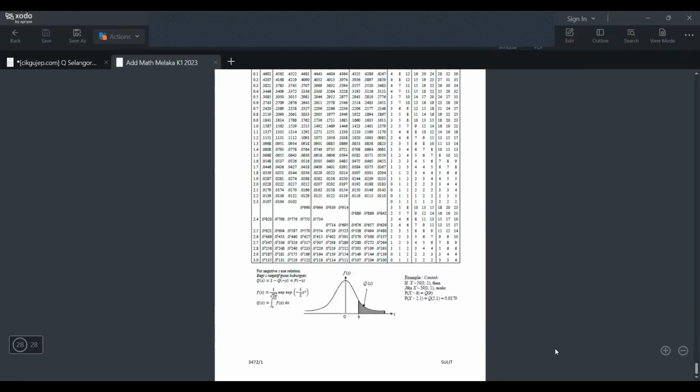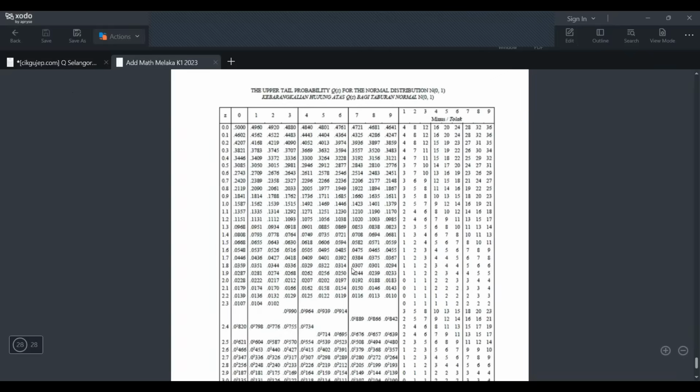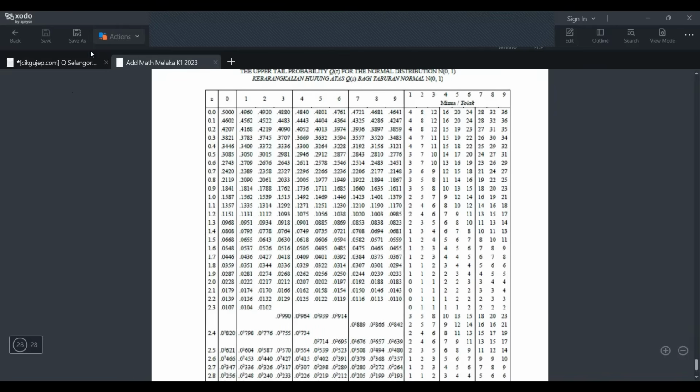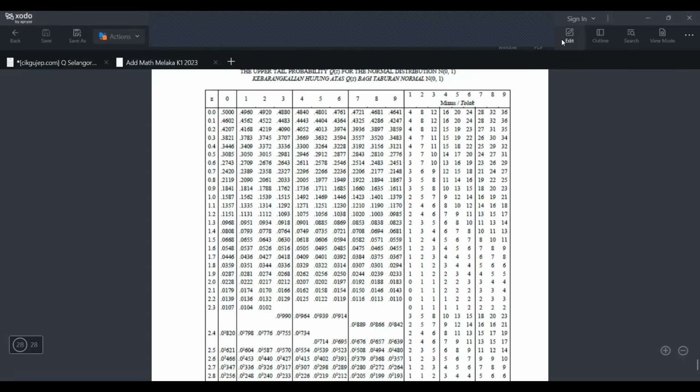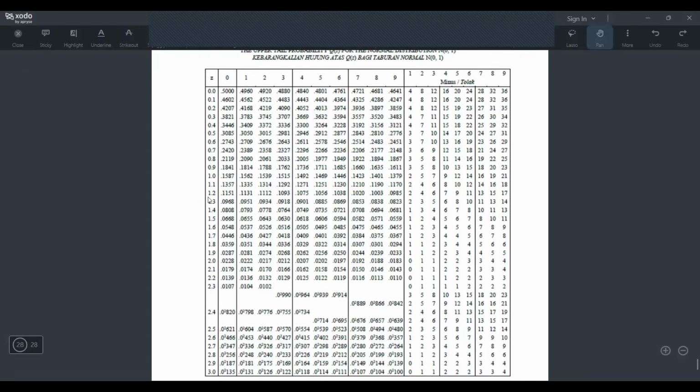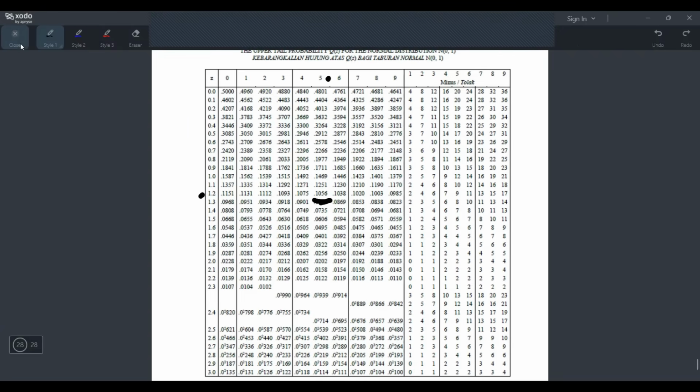Okay, let's skip all this. Okay, saya sudah jumpa. So this is the Z value table. So I forget which value I want just now. 1.25. Okay, let's go. 1.25. So 1.2 is here, and then 5 is here. So the answer will be this one, right? Yeah, this one. 0.1056. So that's the answer lah.